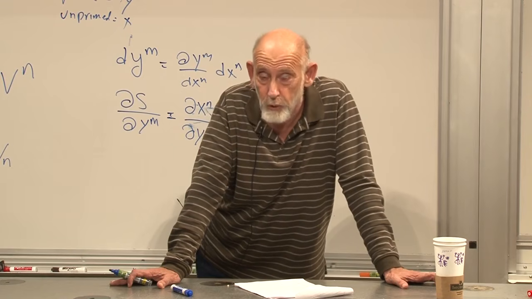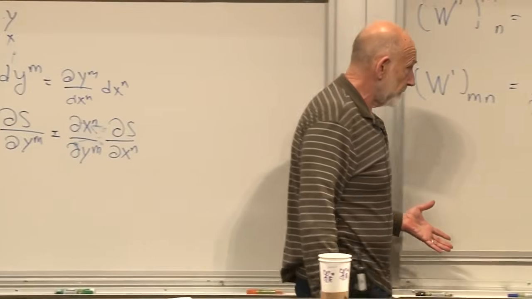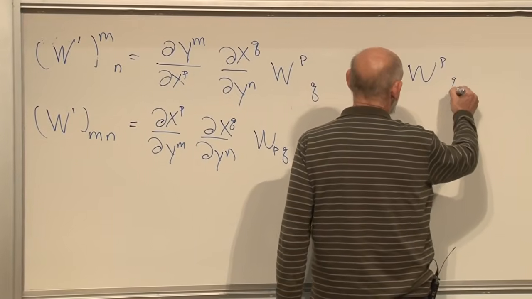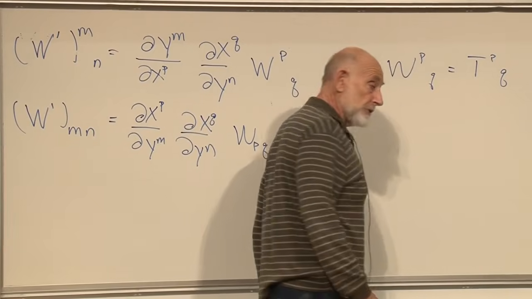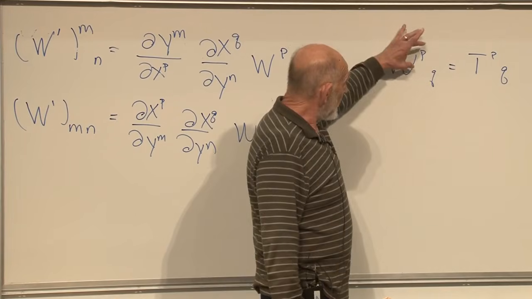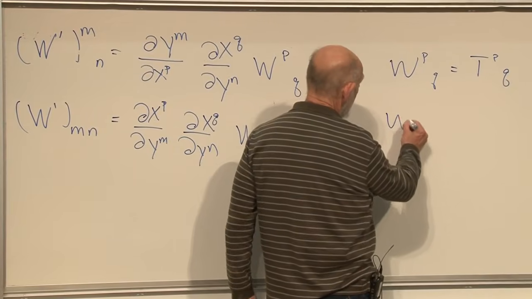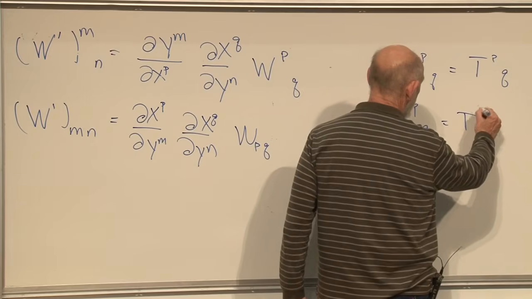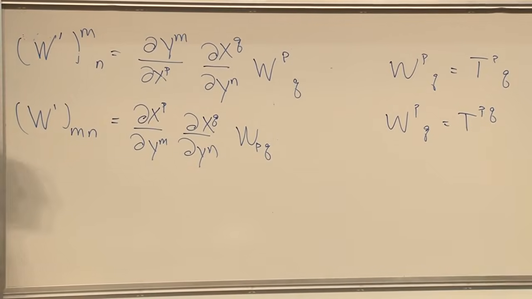Their components change from one frame to another, but the statement that a tensor is equal to another tensor, the tensor WPQ is equal to, let's say, TPQ. Oh, incidentally, when you write a tensor equation, the components have to balance. It doesn't make sense to write an equation like WPQ equals TPQ. Oh, you could write it. You can write it all you want.